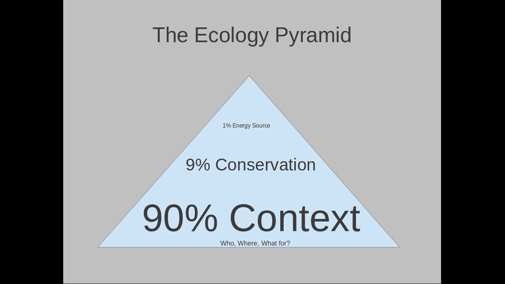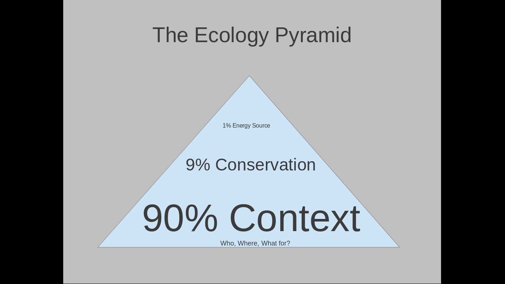But if we want to talk about, okay, so if that's what's wrong, what's right, what really does work? And what really works is to think about it in terms of a pyramid. 90% of the battle of how do we live sustainably is all about context. It's what are we building, where, for who, and what are we doing with it. So a house on a mountaintop is never sustainable because it's in the wrong place.